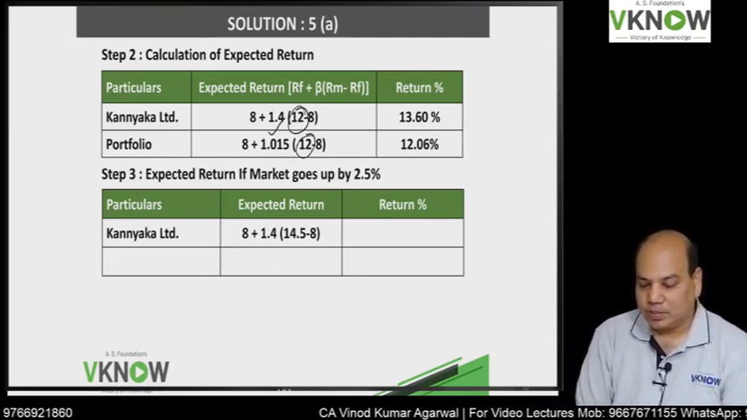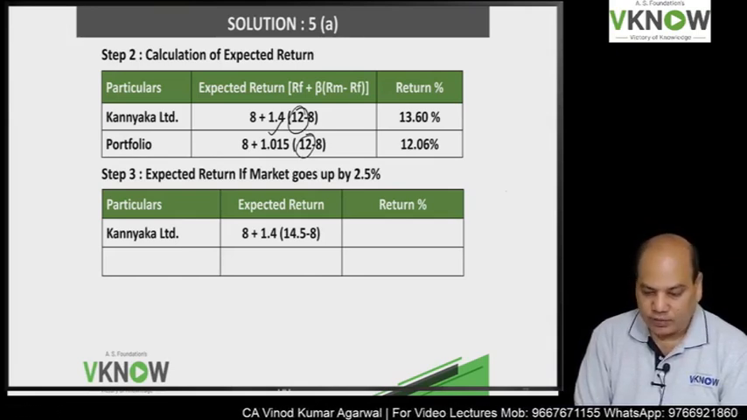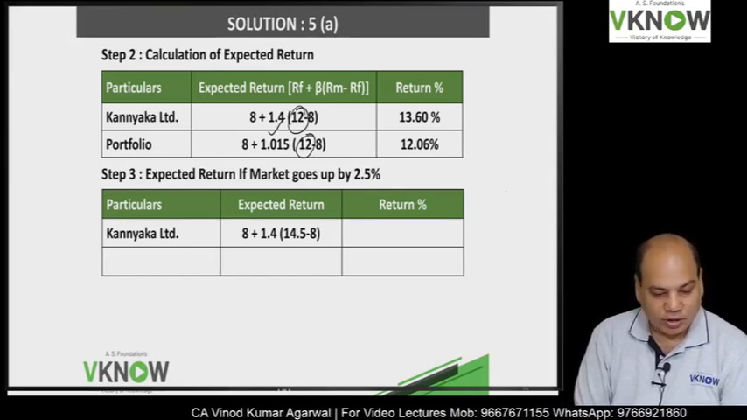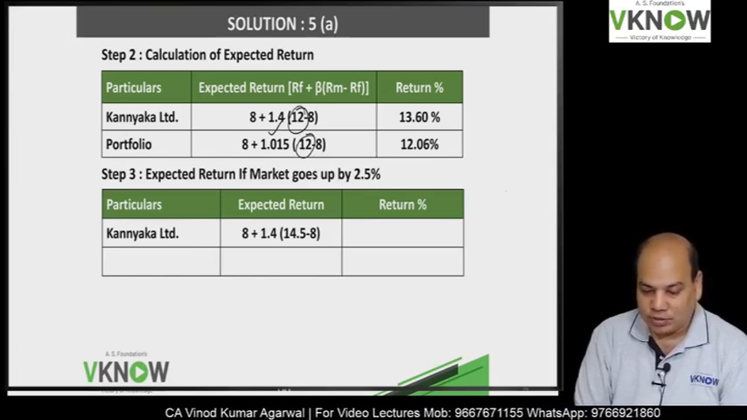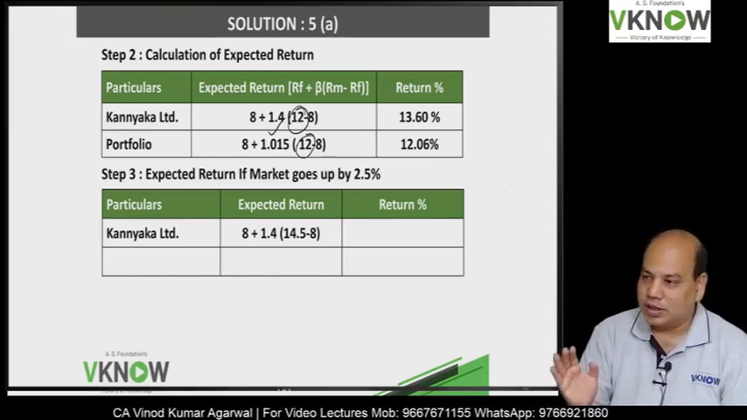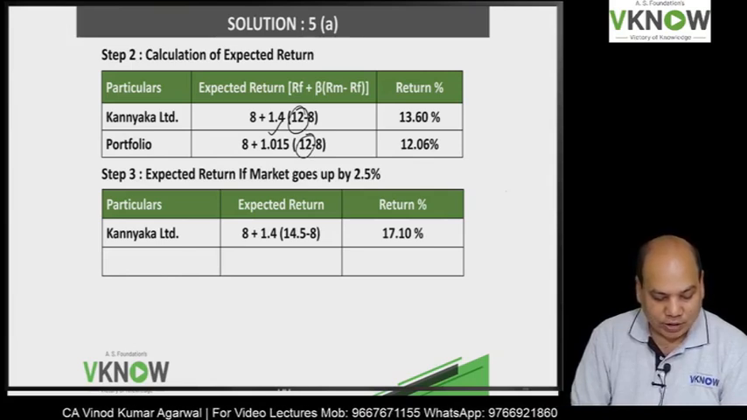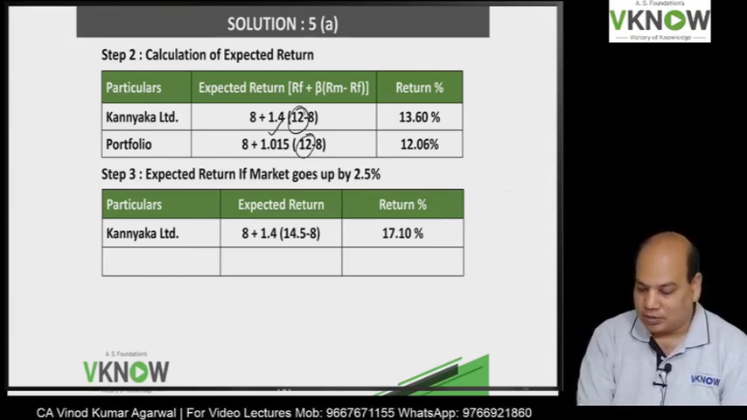Kanakya Limited: 8 plus 1.4 into bracket 14.5 minus 8. Many students in the exam must be thinking how it can be such an easy question. Something is wrong. Nothing is wrong. This is an easy question. 17.10% is right. Yes, everybody should reply.